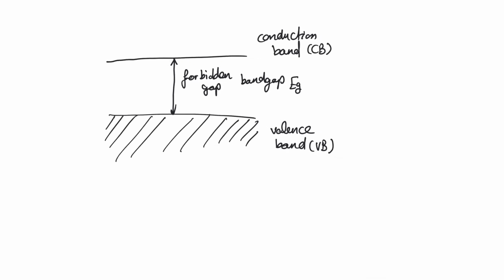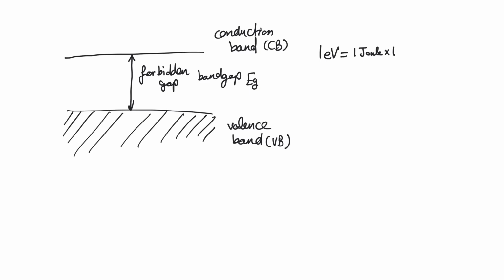Now, we are measuring very small amounts of energy because we are measuring energies for electrons. So when we use joule as a measure of energy, it's going to be unwieldy. So we use another unit for measuring energy, which is called the electron volt. And 1 electron volt is equal to 1 joule multiplied by the charge of an electron, Q. And so basically it's 1.6 times 10 to the power of minus 19 joule. So that's 1 electron volt.